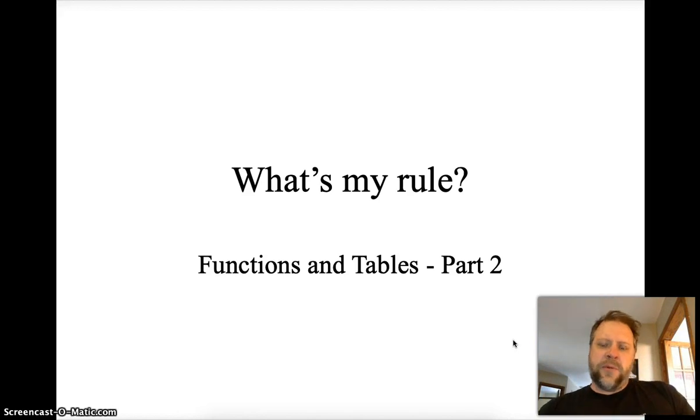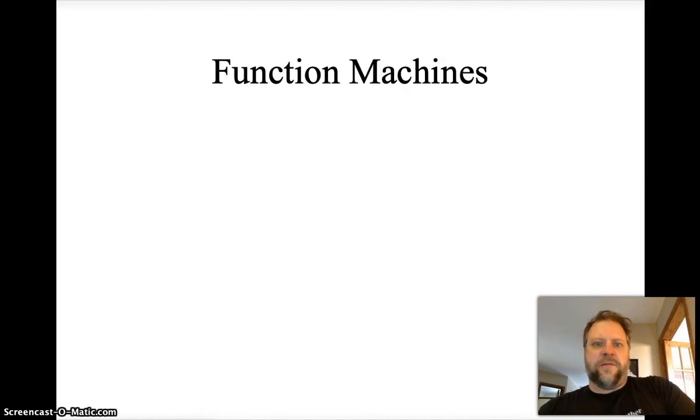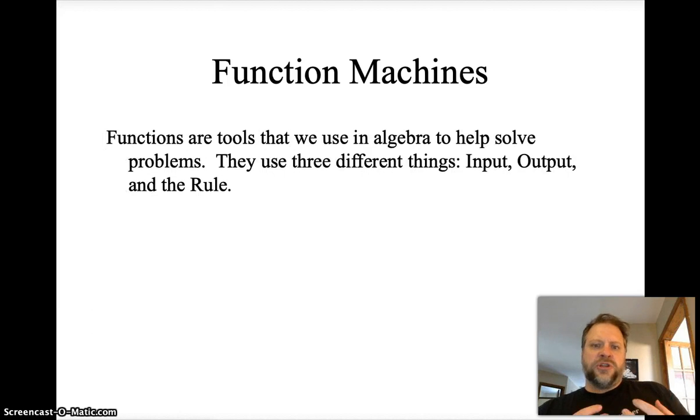And they can be pretty easy. They can also be incredibly hard. But we're going to start looking at how to use them in algebra. So what's my rule is really a function. And a function is a machine. You'll see other teachers explain it this way too. Function machines are tools that we use in algebra, and they help us solve problems.